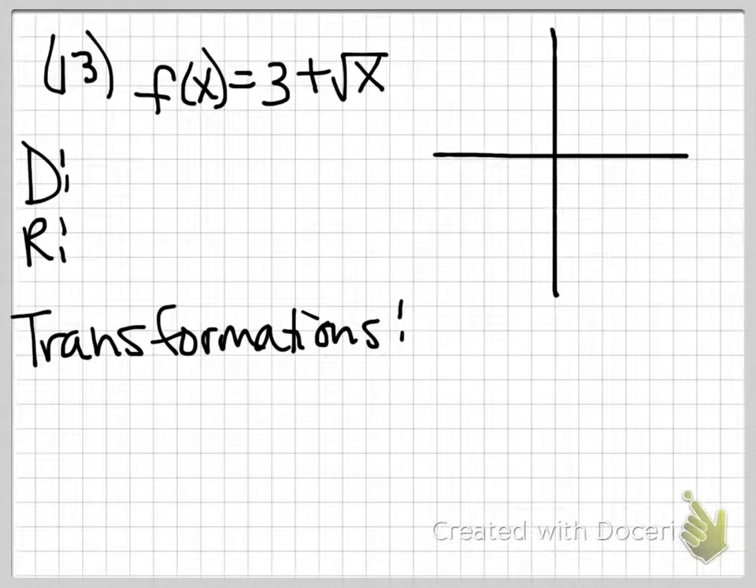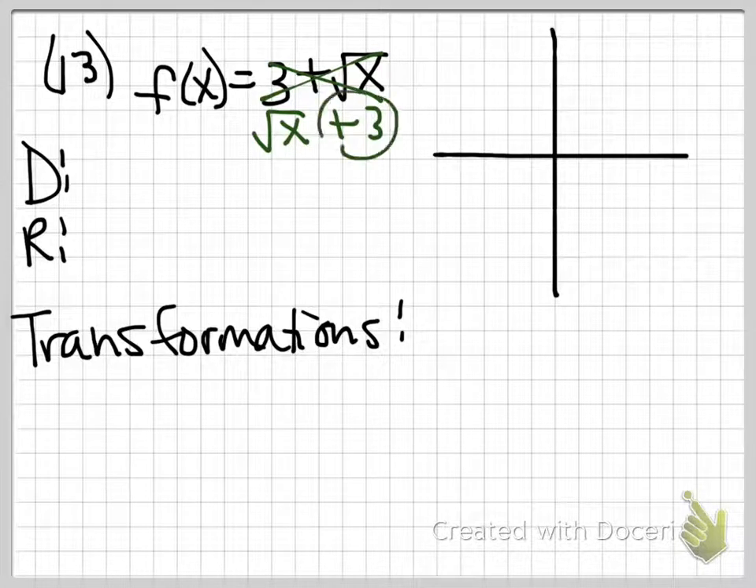Alright, number 13, we're going to graph this, determine its domain and its range, and some of the transformations. So we have 3 plus the square root of x. If you feel better, you could rewrite this as the square root of x plus 3. We know the plus 3 is going to shift this up 3 units, so I'm going to start at 3. There's a slope of 1, so I'm going to go up 1 and right 1. And now we know it's a square root, so it's going to have this half sideways parabola shape.